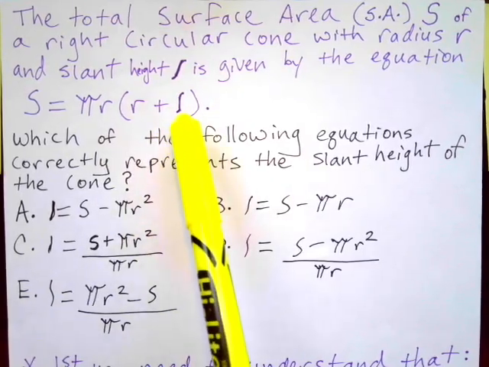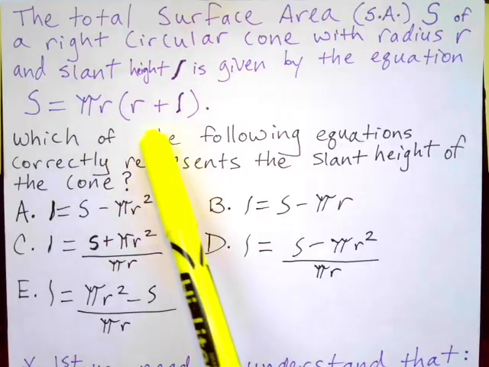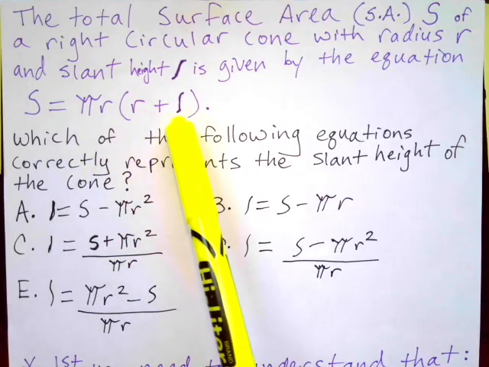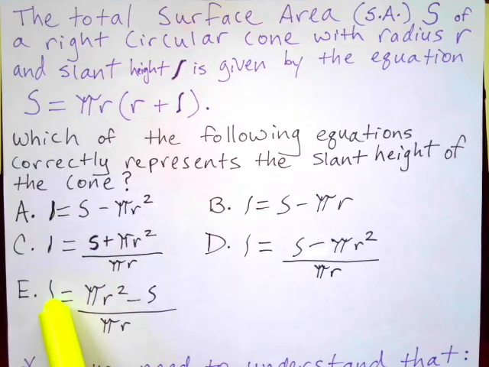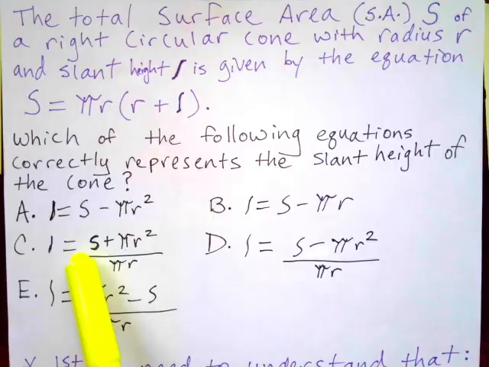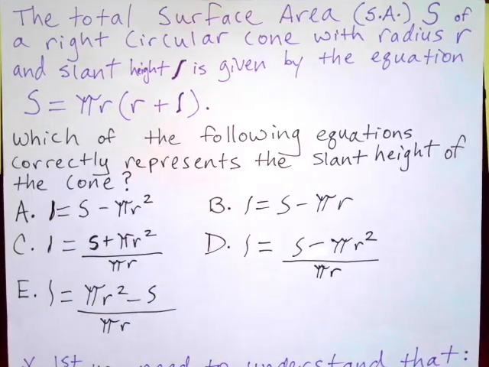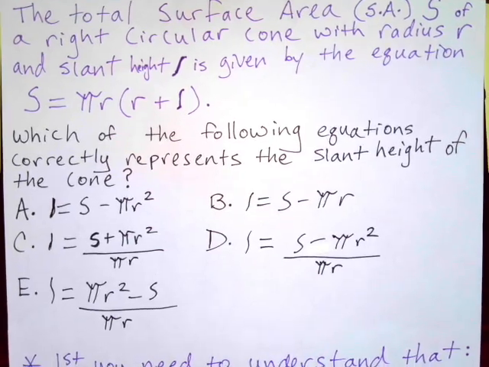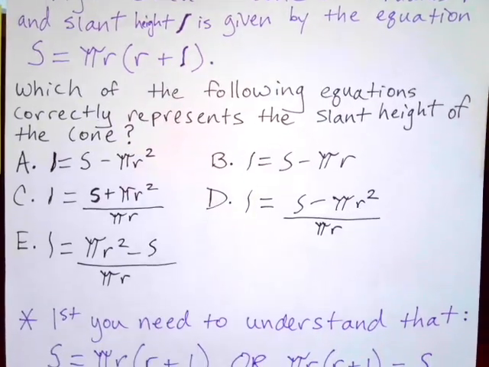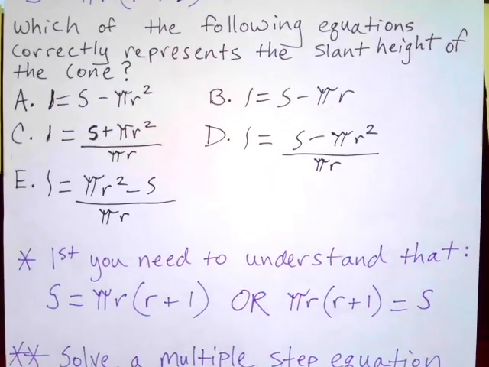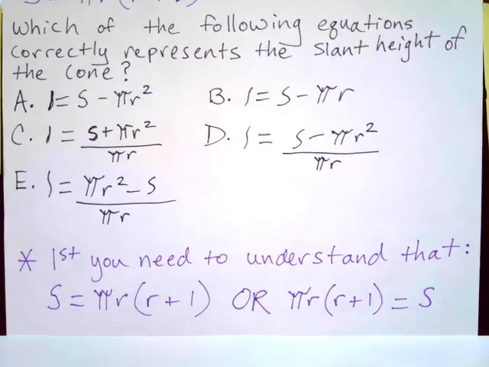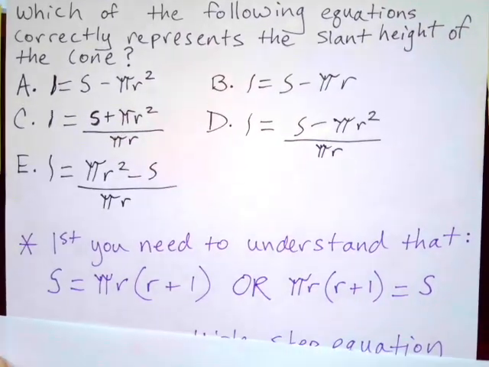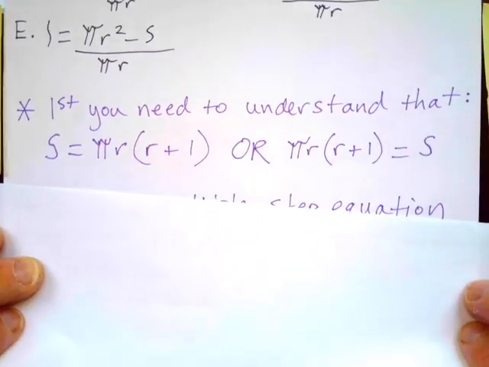So what we're going to have to do is simplify and solve for the symbol slant height, right? As you can see in all these options, A, B, C, D, and E, that's what we have. The slant height equals. And so this can be kind of tricky. One of the first things I want you to recognize is that I don't want to confuse anything here. There were the options A, B, C, D, and E.